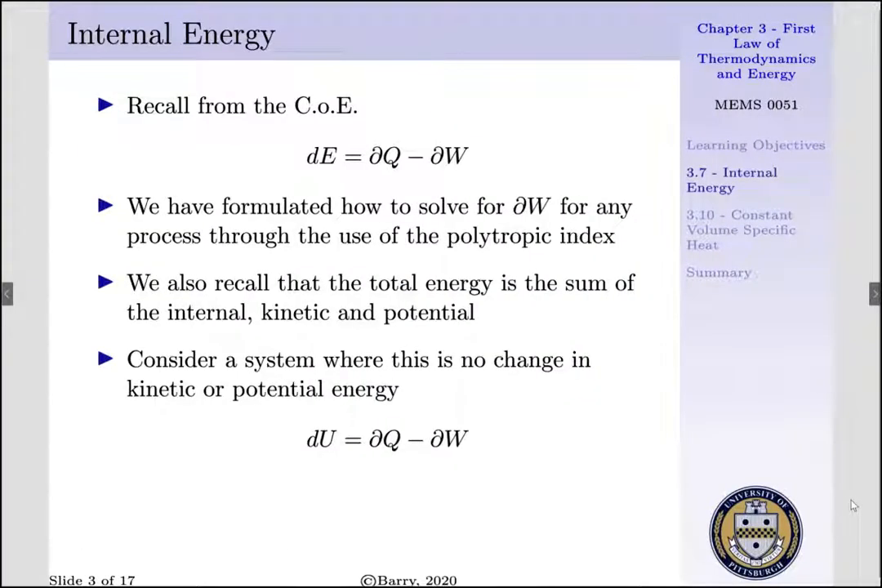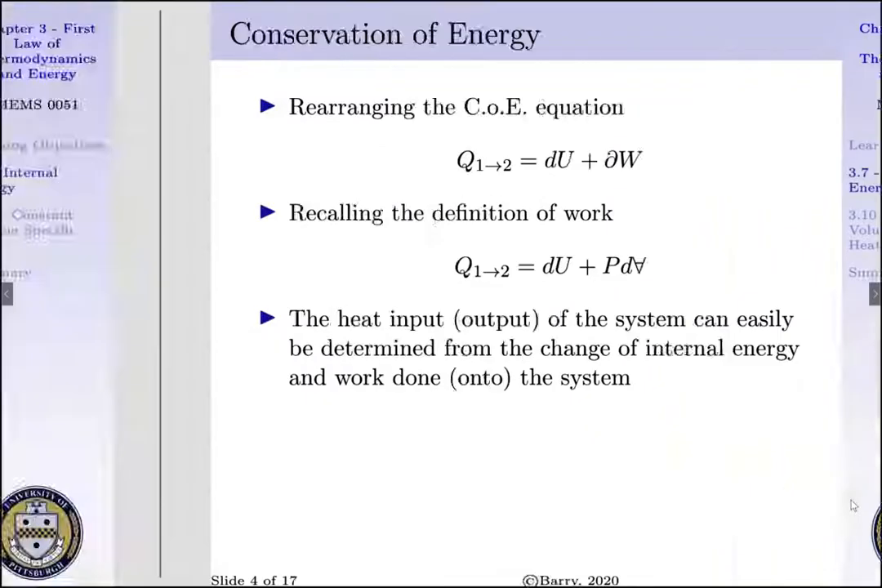For us to begin, let us recall our conservation of energy equation. Our COE states that the change of our energy is equal to our heat supplied less our work done. And we have formulated how to solve for delta W for any process through the use of our polytropic index n. And we also recall that our total energy, E, is the sum of our internal, kinetic, and potential energies. If we consider a system where there is no change of our kinetic or potential energies, we say dU, the change of our internal energy, is equal to delta Q, our heat supplied, less delta W, our work done.